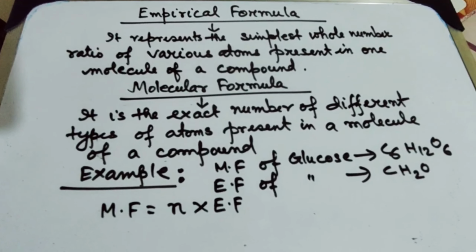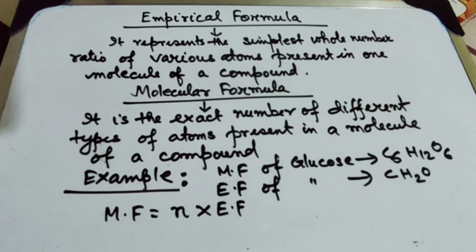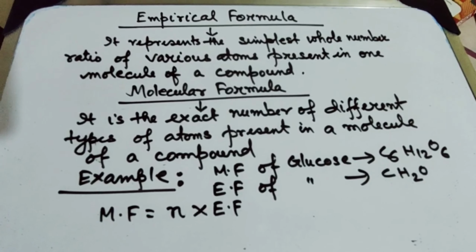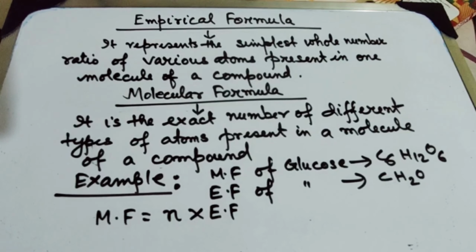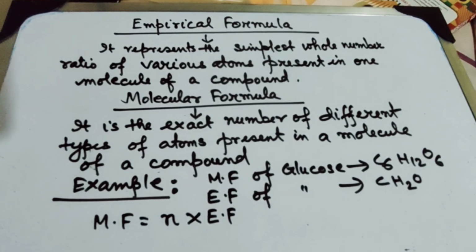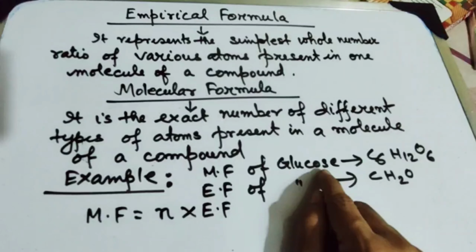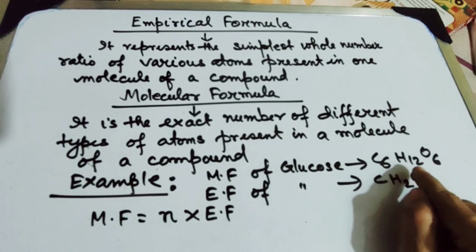Our topic now is empirical formula and molecular formula. Now, empirical formula represents the simplest whole number ratio of various elements or various atoms present in one molecule of a compound. Like glucose has a molecular formula C6H12O6.